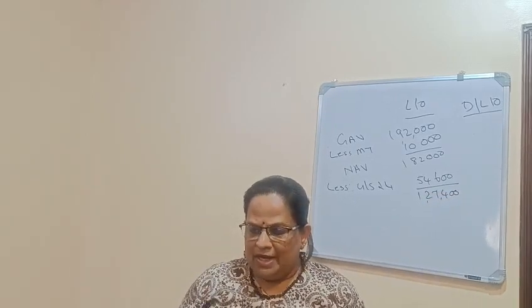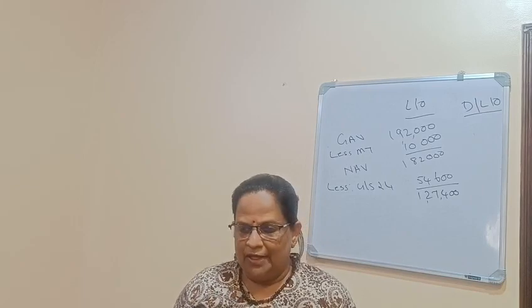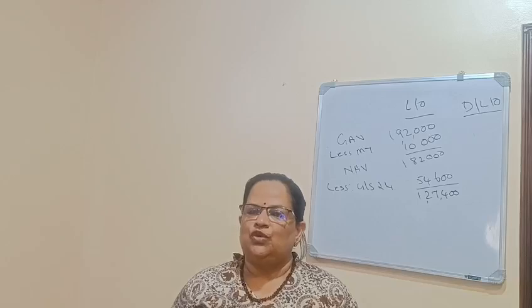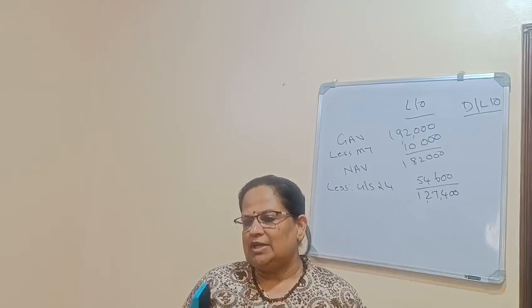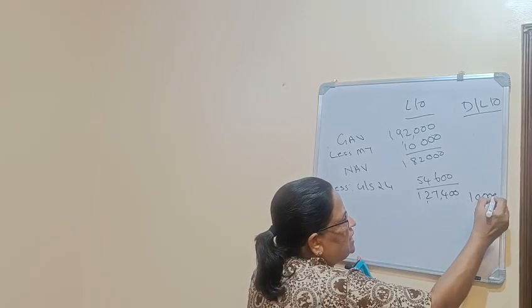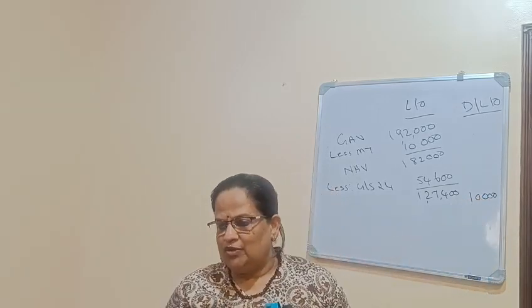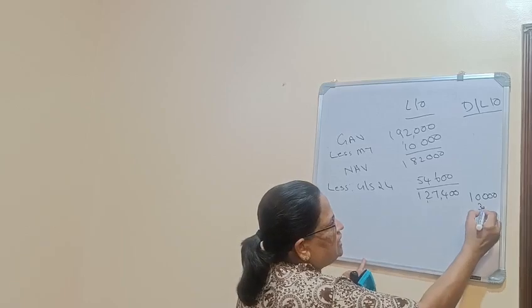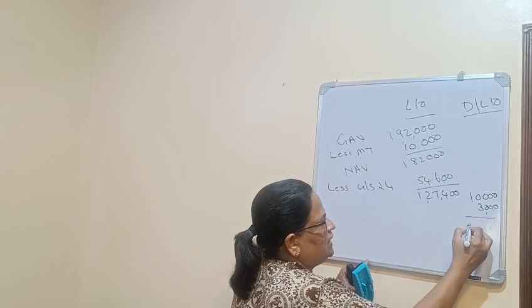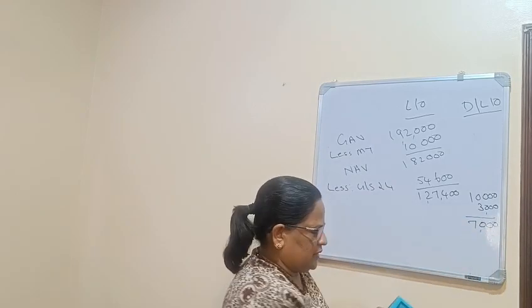1,27,400. Now unrealized rent recovered earlier as deduction. 14,000 minus 4,000. 16,000 minus 12,000 is 4,000. So the value is, here it is 10,000 unrealized rent. For this also we have to allow standard deduction. Standard deduction under section 24. So here you will get a balance of 7,000.